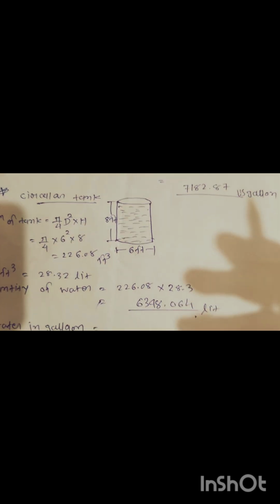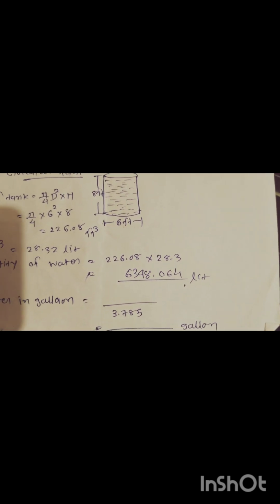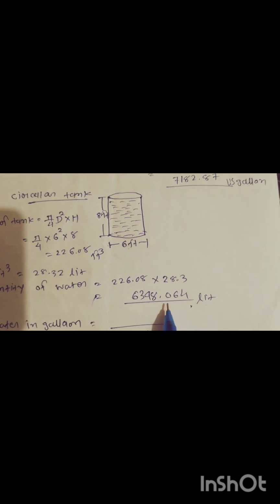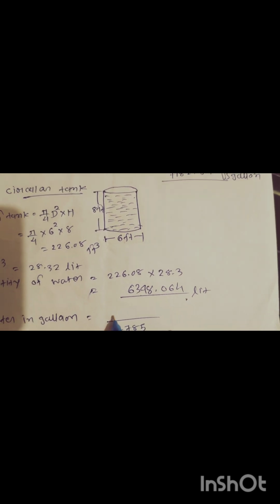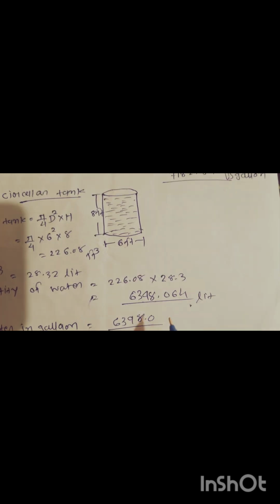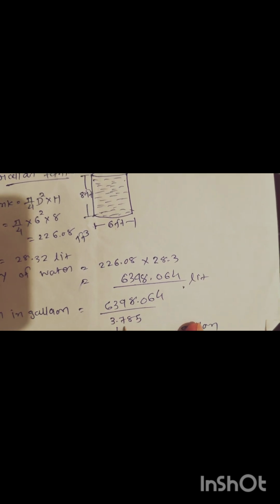As per the US standard, we can find the water in US gallon. So divide the total 6398.064 liter of water by 3.785 liter per gallon. So the quantity in US gallon is 1690.37 US gallon of water stored in this circular tank.